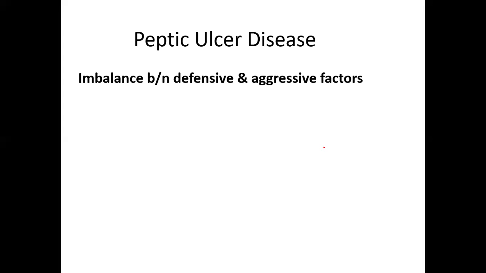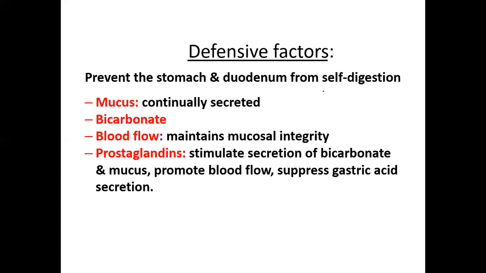Peptic ulcer disease is believed to be an imbalance between the defensive and aggressive factors. So what are these defensive factors first? The defensive factors are those that prevent the stomach and duodenum from self-digestion, which include the mucus, which has a high amount of prostaglandins, and the bicarbonate, which forms a layer in the stomach so that acid does not digest the stomach. There is also high blood flow. Prostaglandins stimulate the secretion of bicarbonate and mucus, promote blood flow, and also suppress gastric acid secretion.